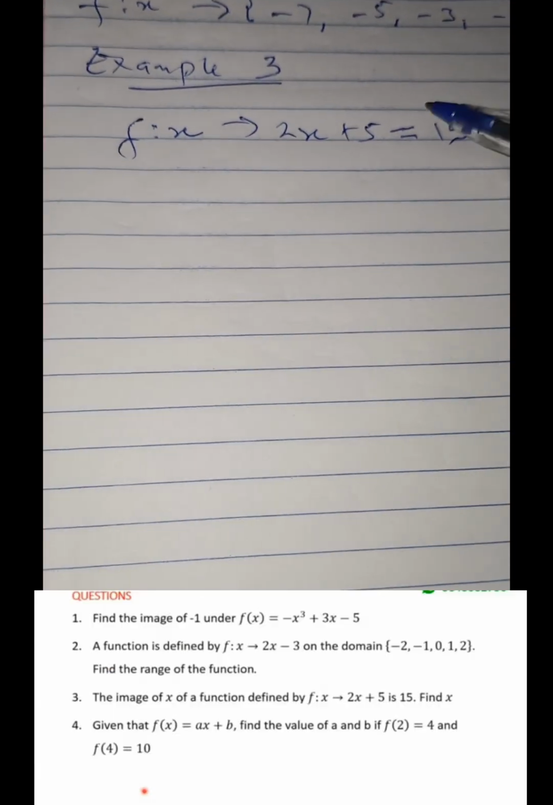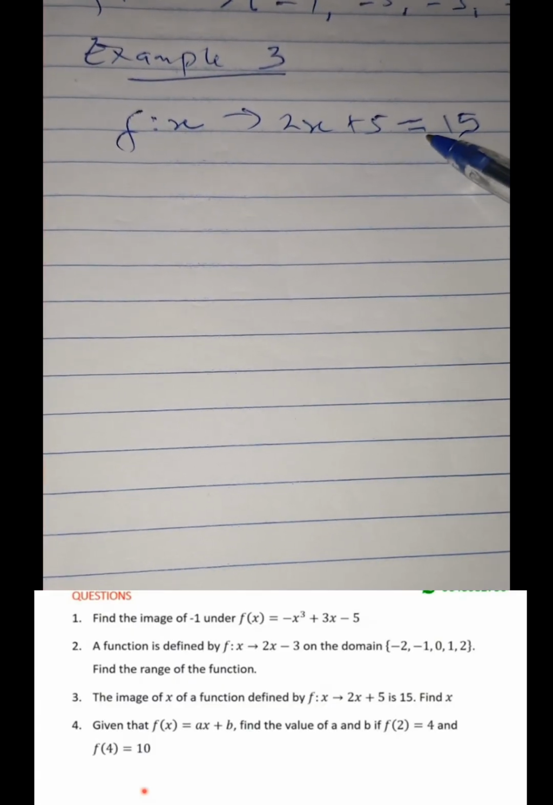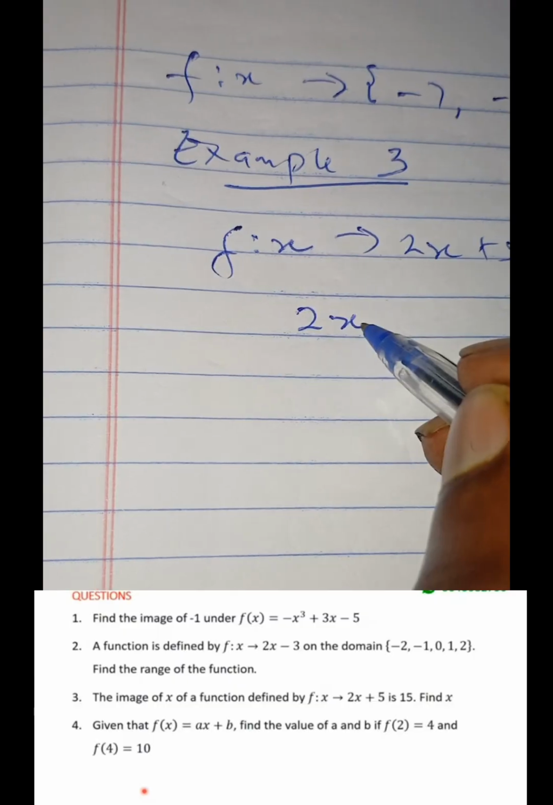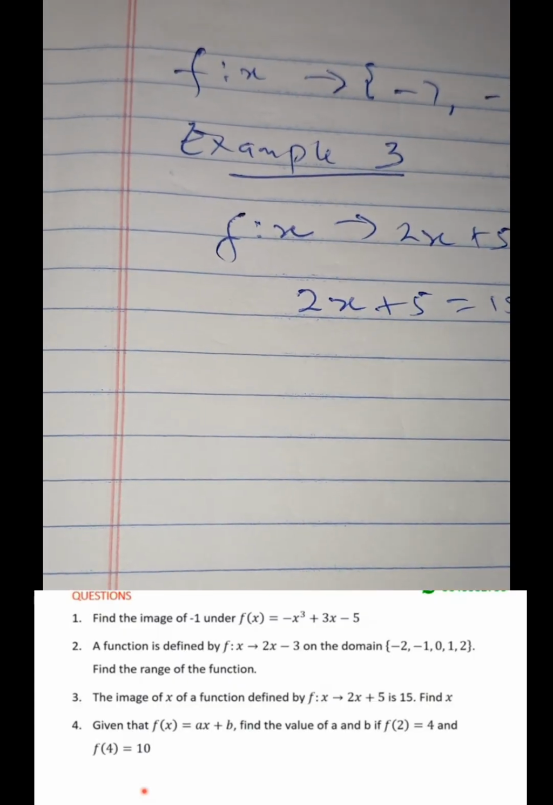Now in a word problem, 'is' is the same as equal to, so 2x plus 5 is 15. To solve this, our equation is 2x + 5 = 15. We'll find the value of x.